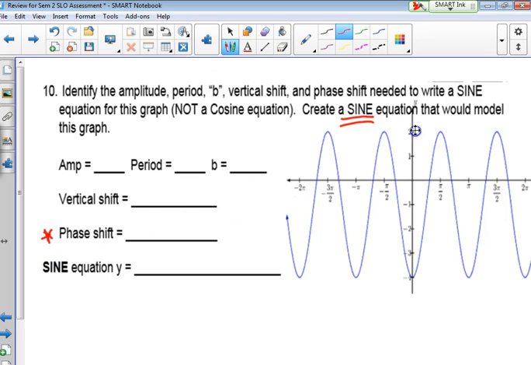The amplitude is the same no matter what kind of graph it is. If it goes from 2 to -4, that's a total distance of 6. So the amplitude is 3, and the midline would be at? Do I need to go back over how we did that? Is everybody okay with that?